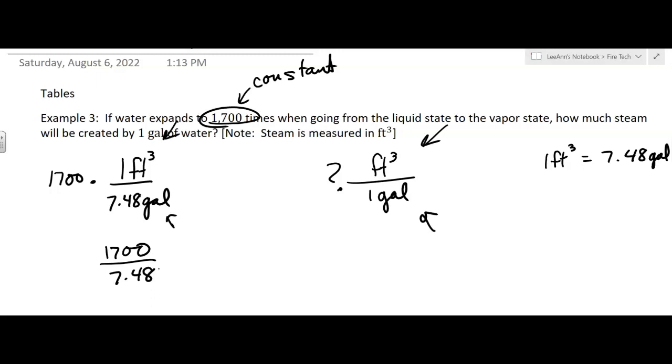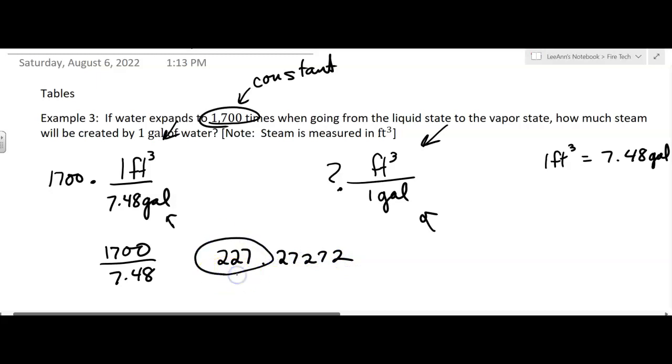Okay, so I get out my calculator and I type that in. And what do I get? 1,700 divided by 7.48, and I get 227. Now, let's just talk a little bit. 227.27272. That's what my calculator shows. But they're going to round this off to the whole number.